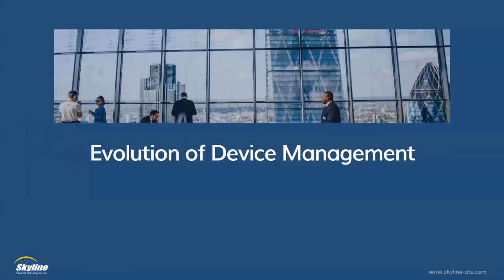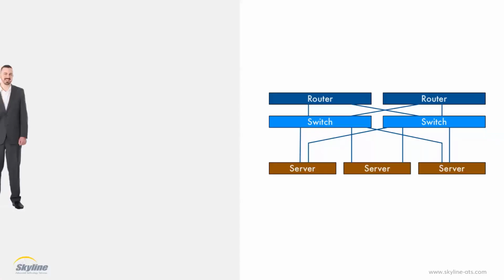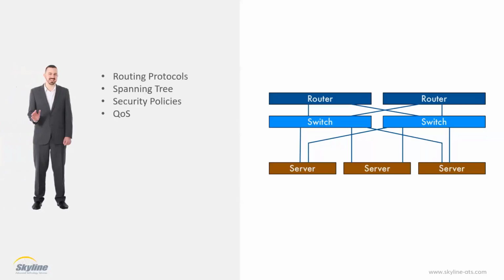All right, so let's talk about this evolution of device management. In other words, where did we come from? Where did we start out? This is Bob, and Bob is like most network engineers. He started with a company, and when he started, the company was fairly small. So Bob probably had a few routers, a few switches. He had some servers he had to deal with.